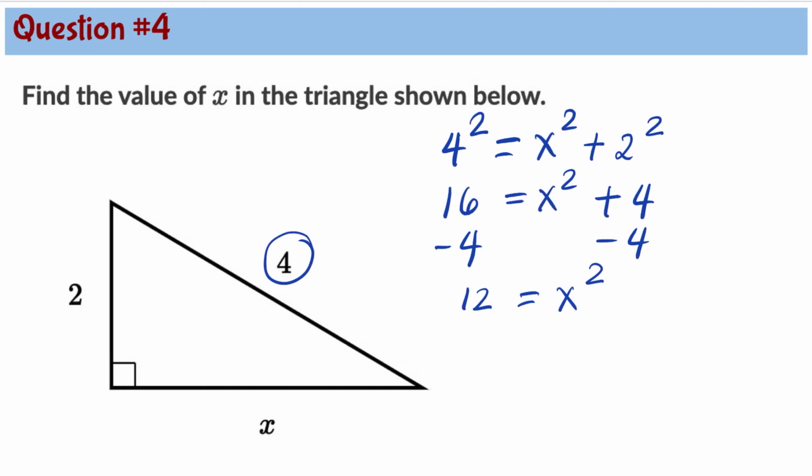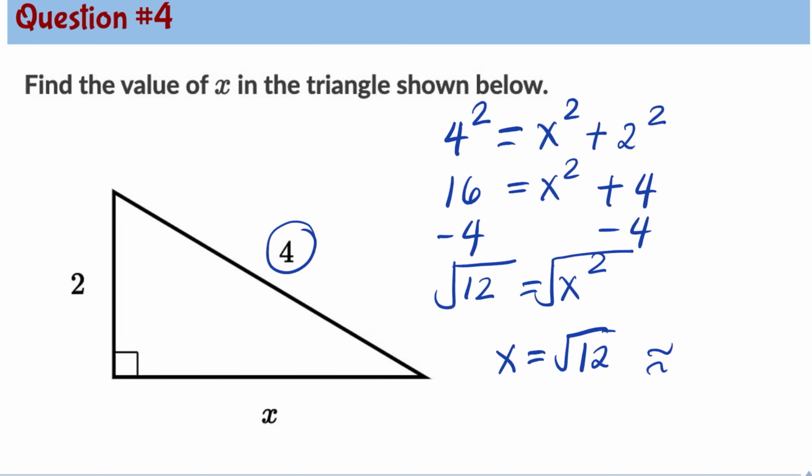Now we need to get the square root of both sides. So when you get the square root of both sides, then we have x is equal to root 12. And again, root 12 is less than the perfect square 16, so we're expecting the answer to be less than 4. Changing this to decimal, we simply use a calculator, put square root of 12, and that will give us 3.46. That's the decimal equivalent of square root of 12.